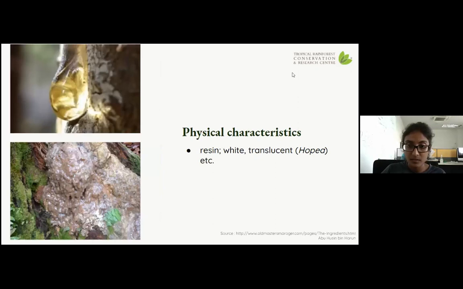The resin, as I mentioned before, is a substance given out by the tree. They come in various colors: yellowish, whitish, translucent. Translucent is found in the Hopea genus, etc. And the way the resin flows and aggregates is also different. Like the photo at the bottom is of a Shorea species. So this resin accumulates like in a mound.